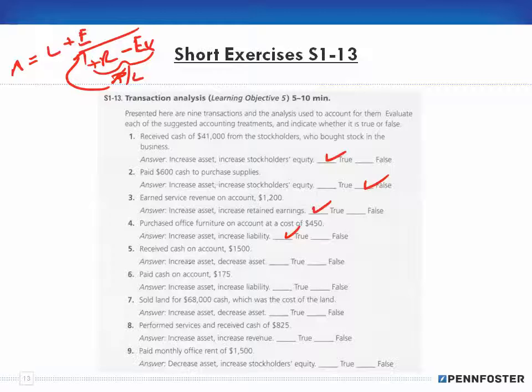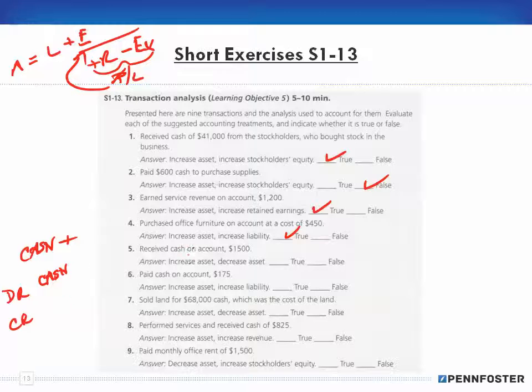Okay, 5. Received cash on account for $1,500, an increase in an asset and a decrease in an asset. So my first question is, am I affecting cash? Yes, I am. I'm receiving it, so I'm increasing my cash. If I'm increasing my cash, remember when we were talking about making a journal entry, debits must equal credits, right? So if I'm increasing my cash, that's a debit. I have to credit something else.